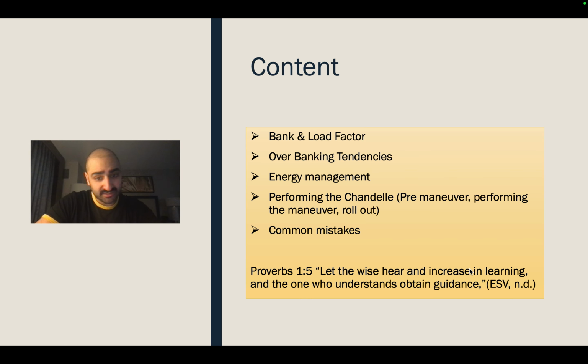Now I just want to take a second to talk about Proverbs 1:5, which says, "Let the wise hear and increase in learning, and the one who understands obtain guidance." This is great for us in this stage. We need to be seeking a lot of knowledge as CFI candidates and soaking everything in, and we should be asking questions and trying to get as much knowledge from everybody as possible.